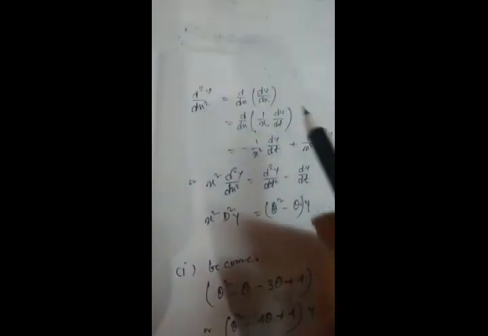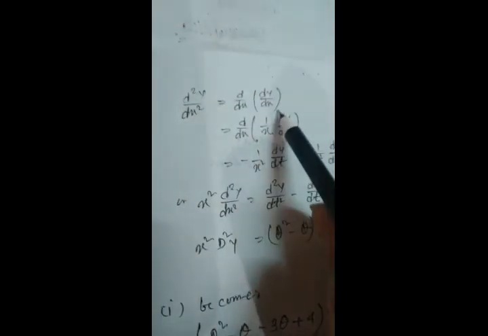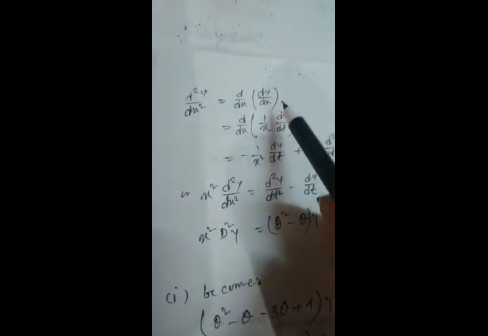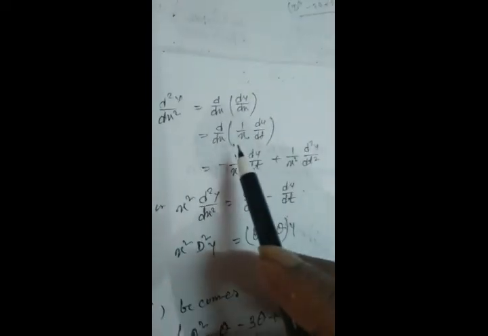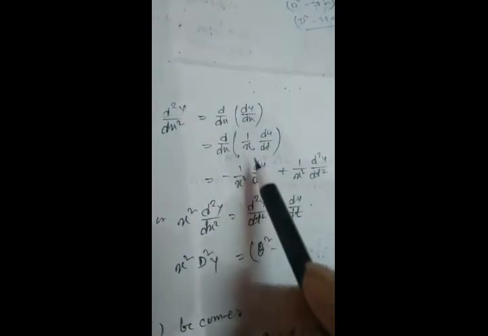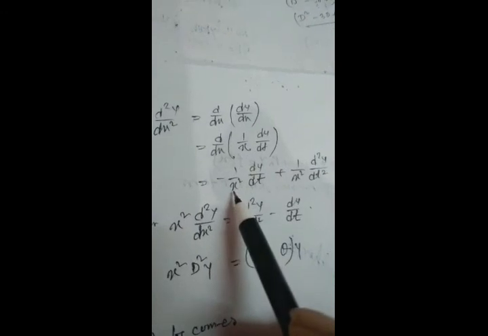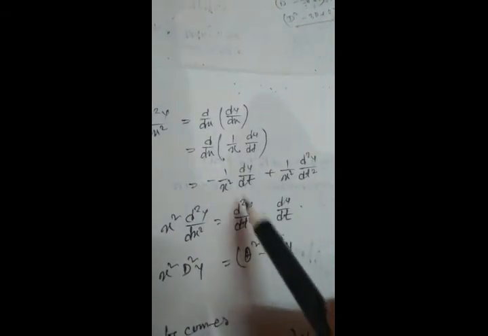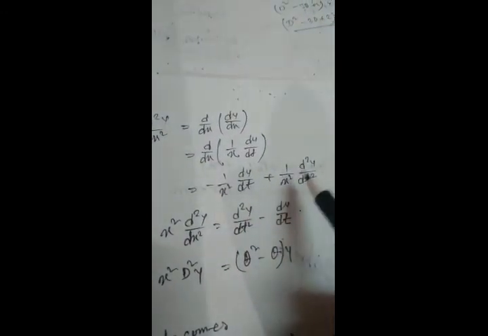Okay, so now we write d^2y/dx^2 as d/dx of dy/dx, and previously we know that dy/dx is dy/dt times 1/x. So we put the value of dy/dx here: d/dx of (1/x dy/dt). Now if we find the derivative, we get -1/x^2 dy/dt + 1/x^2 d^2y/dt^2. This is very simple using the chain rule.